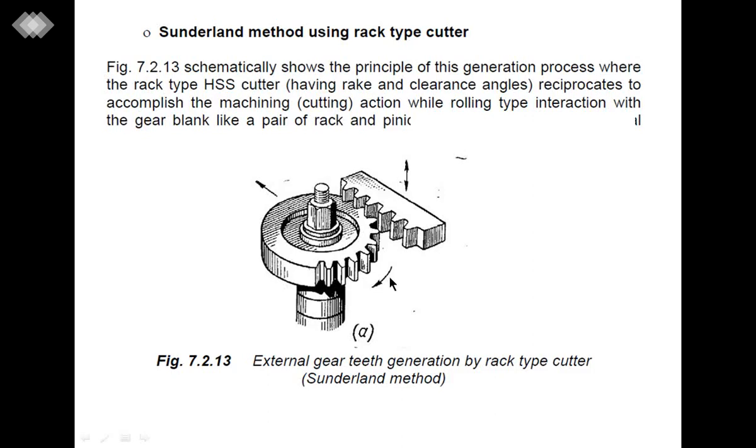So this diagram explains the rack type cutting mechanism, that is the Sunderland method of manufacturing gears, in which this gear blank is fixed on the dividing head spindle, which can be indexed for one after another tooth manufacturing, and it is engaged with this rack type of cutter having the geometry of the teeth required on the gear blank. So either this rack cutter is reciprocating or the depth of cut is given on this gear blank.